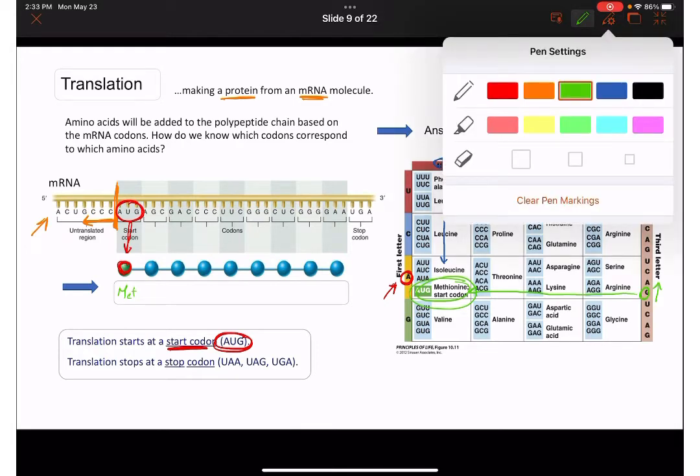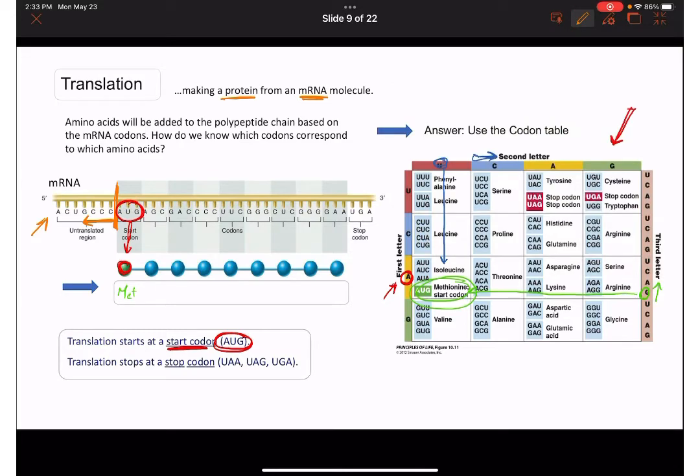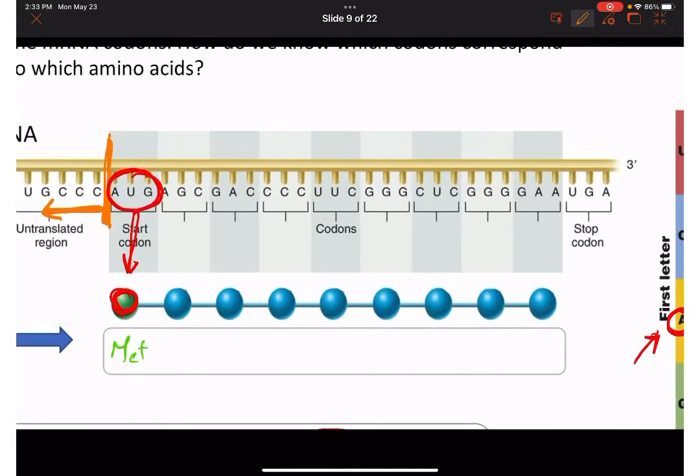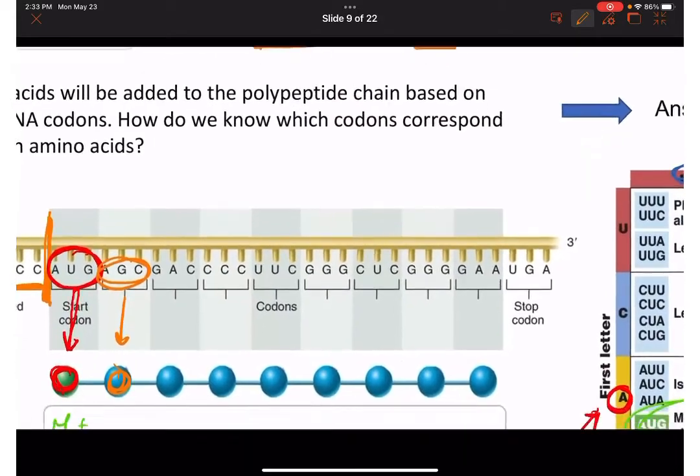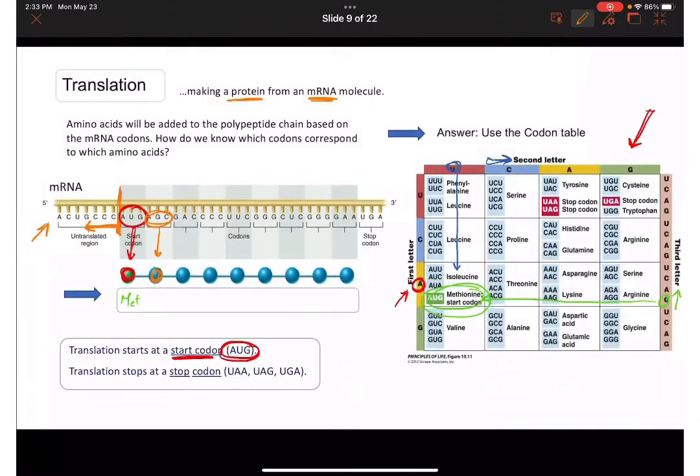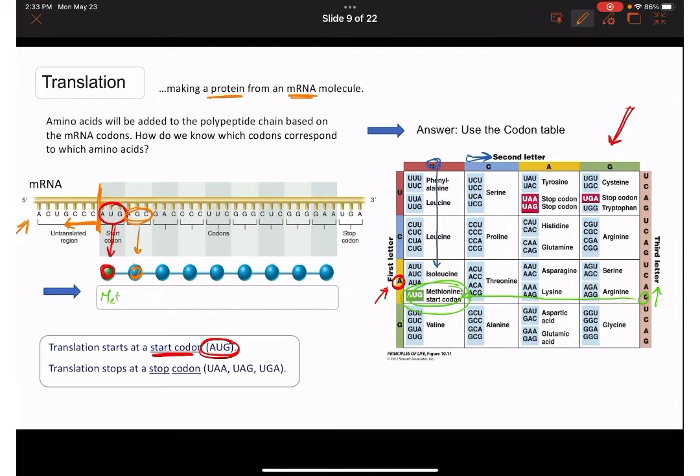Let's do another one. AGC. What amino acid is going to be added to the chain when we see AGC? First of all, here's our A. There's our G. So we go G down into the A section. And then lastly, we have C. AGC, there we are. And so we're going to add serine.